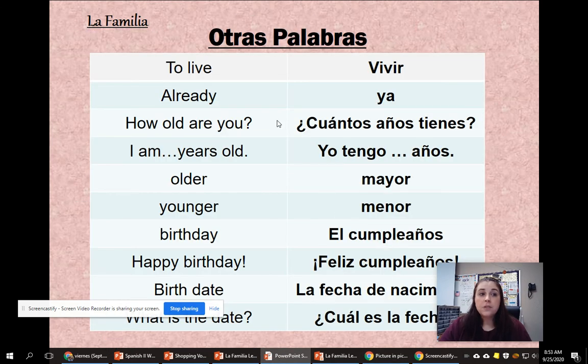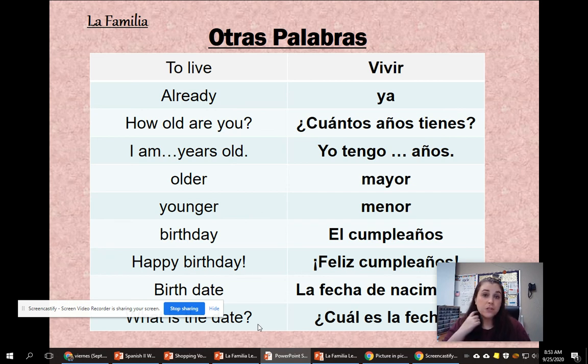And then we have a couple of these words here that are on your first quiz. We've got to live is vivir. Already is ya. How old are you? ¿Cuántos años tienes? Literally, how many years do you have? And then I am a certain number of years old. Yo tengo blank años. So when you talk about your ages, you're not saying I am 16, you're saying I have 16 years. And then if you want to talk about older or younger siblings, mayor is older, menor is younger. And these last four words we'll go over next week when we talk about dates and numbers.